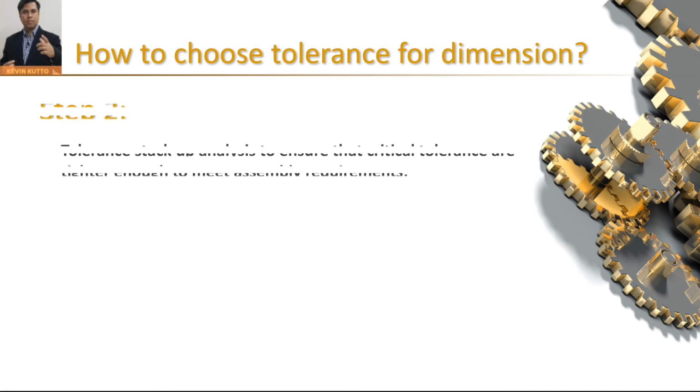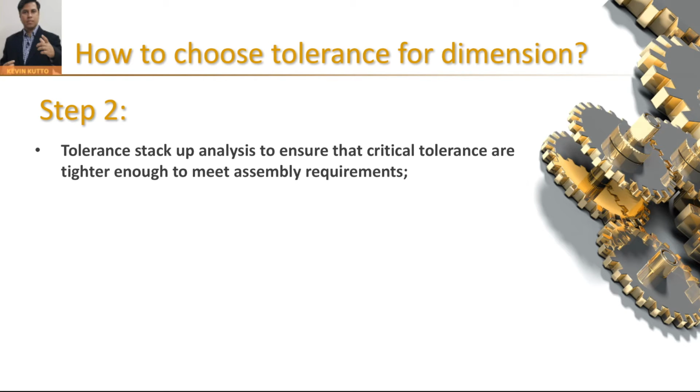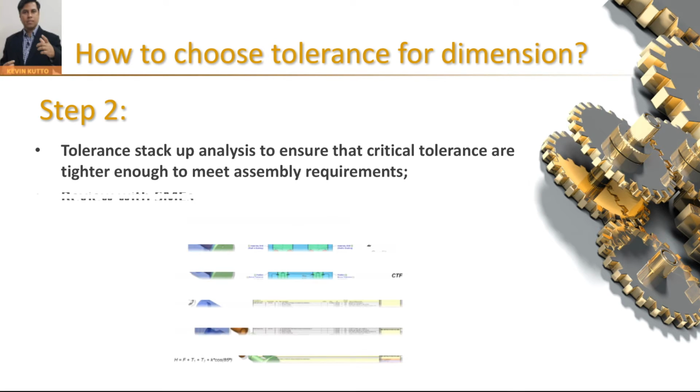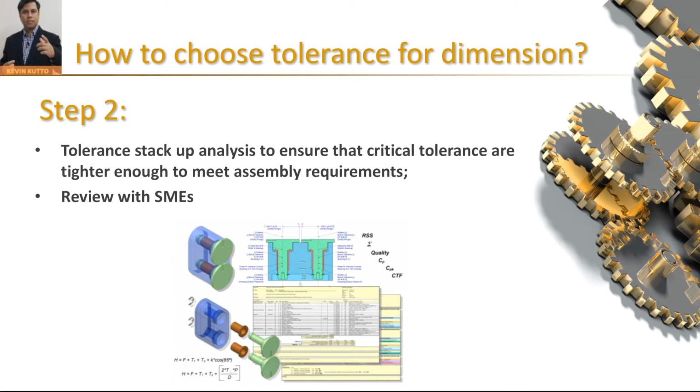Now the second step is to do a tolerance stack up analysis. All your dimensions, critical dimensions, and your tolerances should be input to the tolerance stack up analysis in order to ensure that all the parts will assemble in the worst cases. Not only that, your functional assembly requirements are met. Once you do the tolerance stack up analysis, make sure that you review it with the SMEs, get their inputs, and revise your stack up analysis as per their inputs.